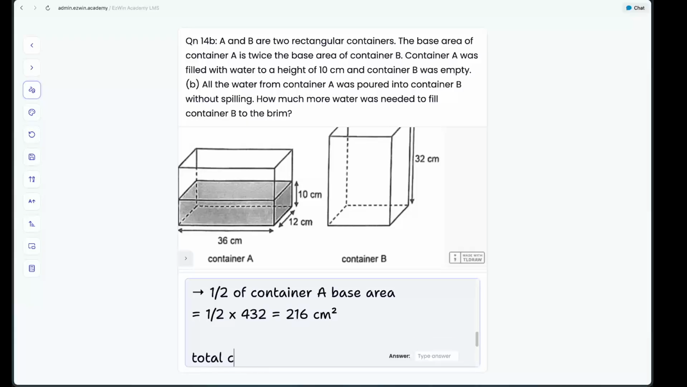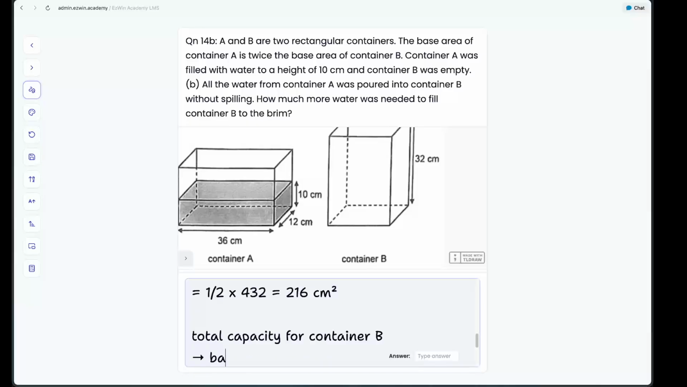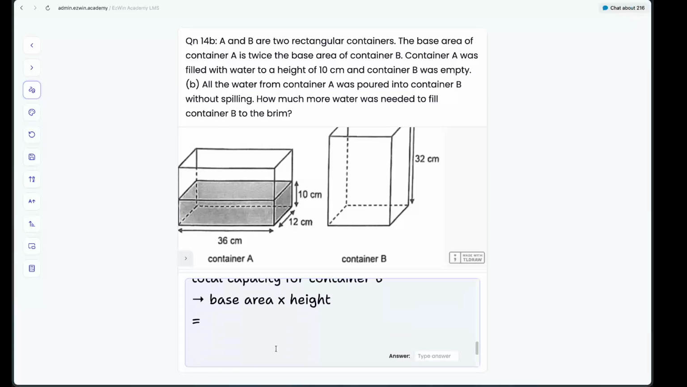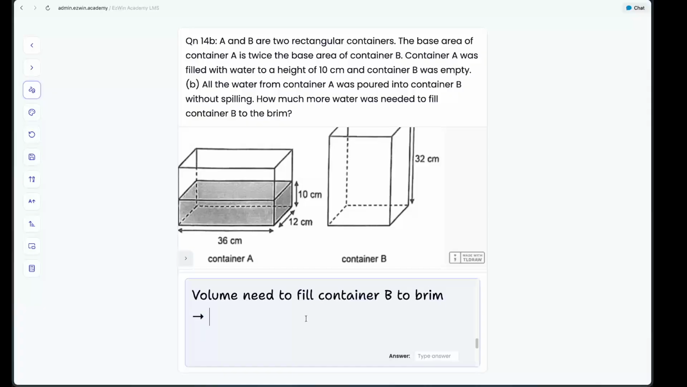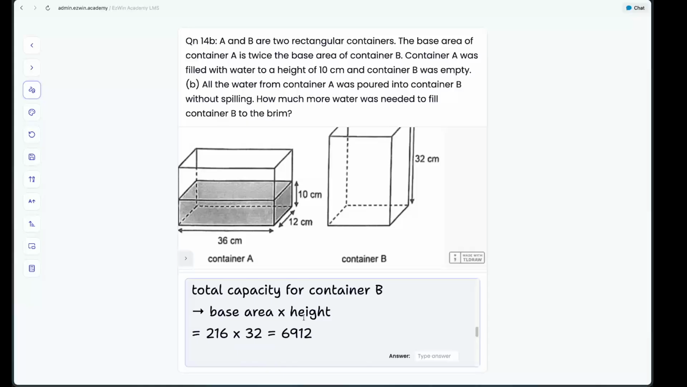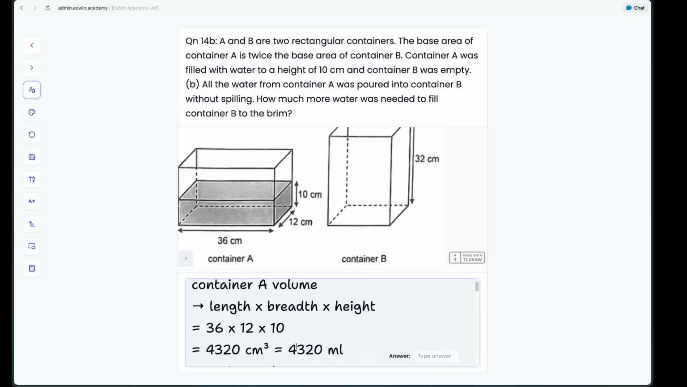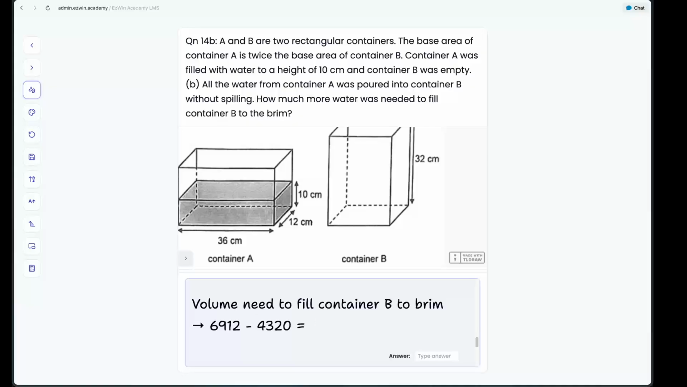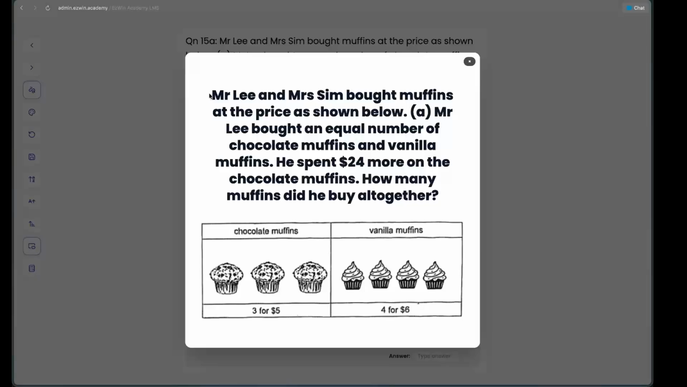So the total capacity for container B is basically base area times height. Means we will have 216 times the height, which is 32, and this will give us 6,912. So volume needed to fill container B is basically the total capacity of container B minus the water that we have calculated earlier, which is this 4,320. And this will give us 2,592 milliliters. Okay, there you go. So that's the answer.